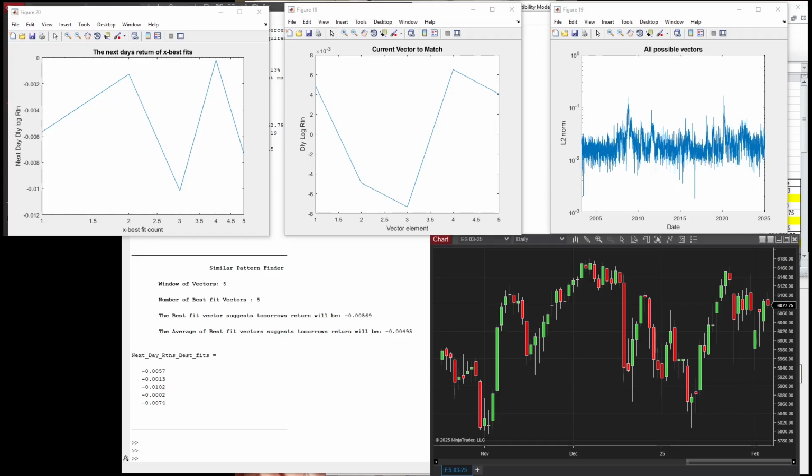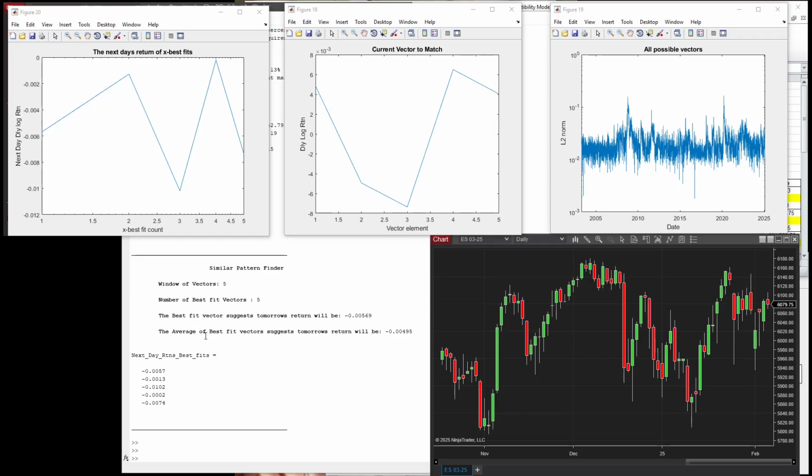Now listen, it is currently 2:37 p.m. Eastern, February 6th, and the market did just turn red. You can just see this bar here. We were green most of the day. So if I use a 5 day window and I say give me five of the best fit vectors, what would be the return of the next day? It spit out the best fit vector of tomorrow's returns would be down about 0.5%.